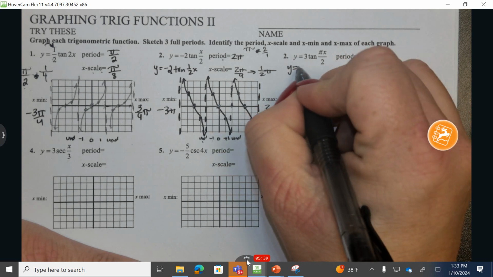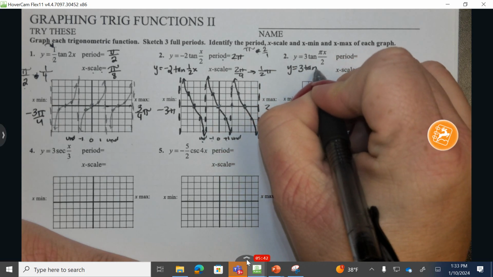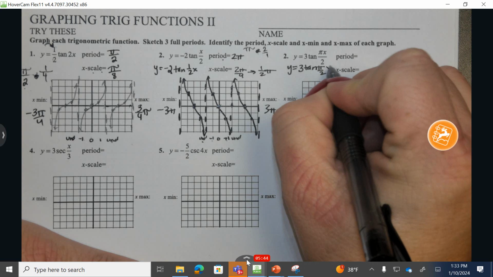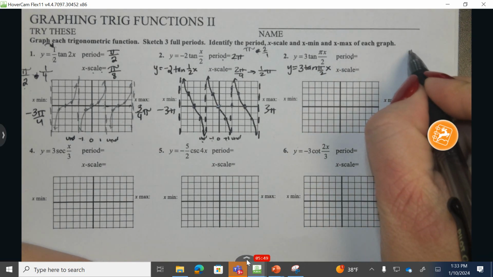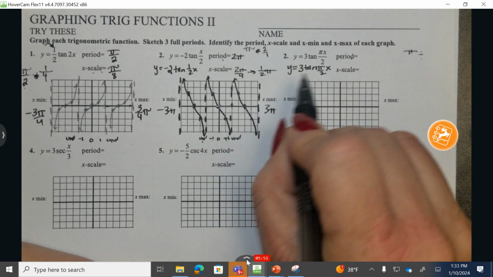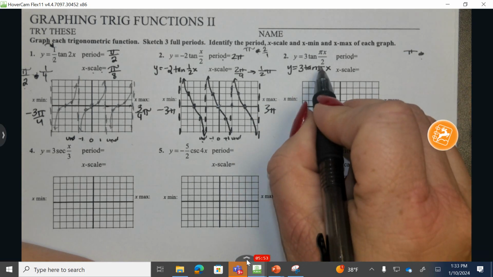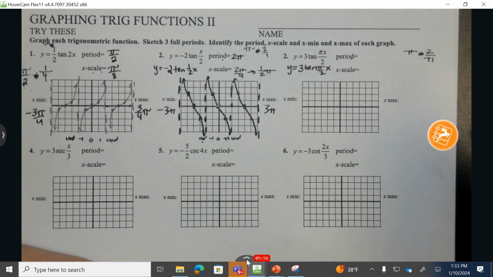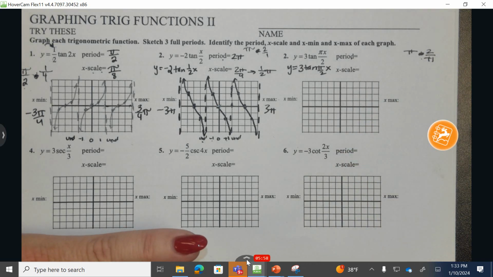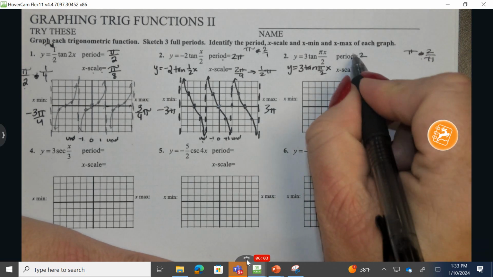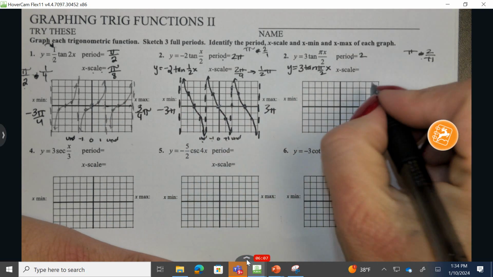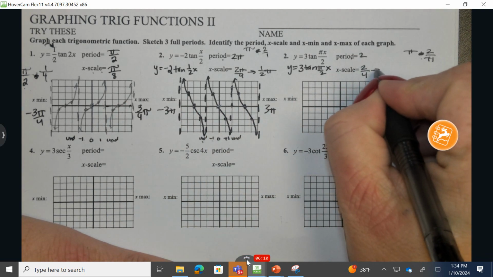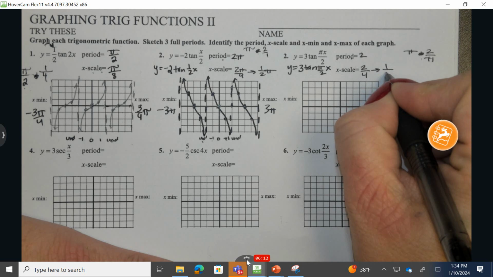Let's take a look right now at number 2, or I guess this should be number 3, and I'm going to rewrite it as y equals 3 tangent of pi over 2x. To identify the period length, I'm going to take pi and multiply it by the reciprocal of pi over 2, which is 2 over pi. Pi times 2 over pi reduces to simply 2. That's the length of one period, like from here to here would be a length of 2 for this particular function. Dividing that by 4 gives us an x scale for every step of 1/2.